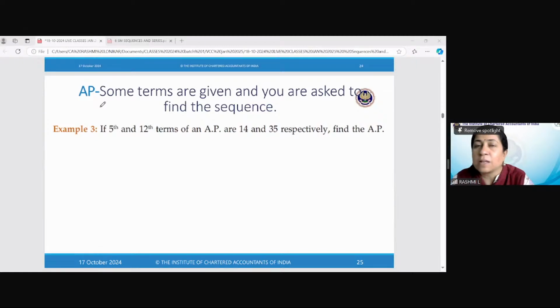Now, what are the other types of questions? Some terms are given and you are asked to find the sequence. Here they have said: if the 5th and the 12th terms of an AP are 14 and 35, find the AP. So what are you supposed to find? You are supposed to find A and D. Once you know A and D, then you can find the sequence.